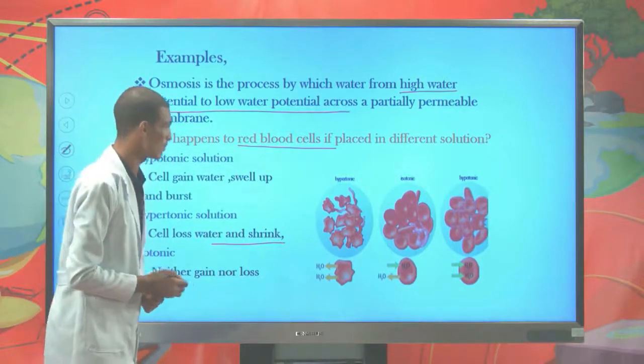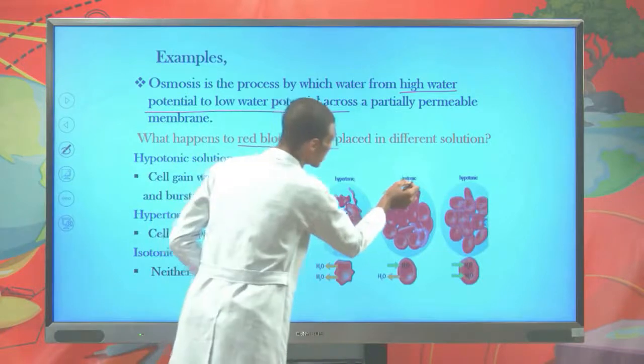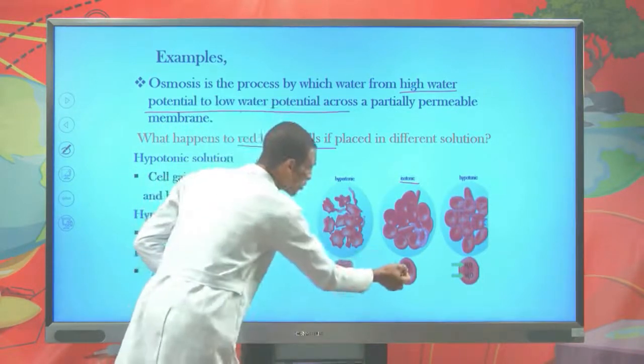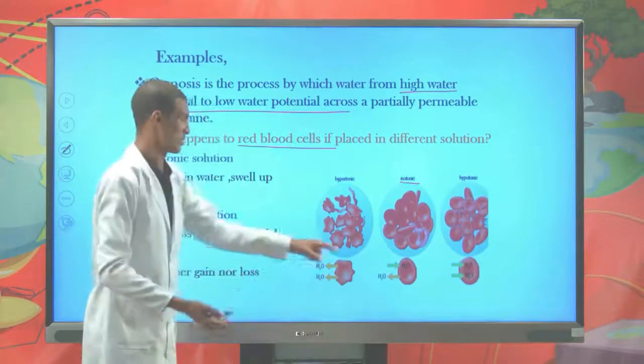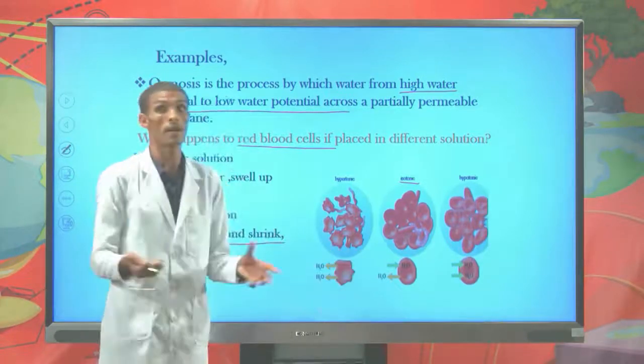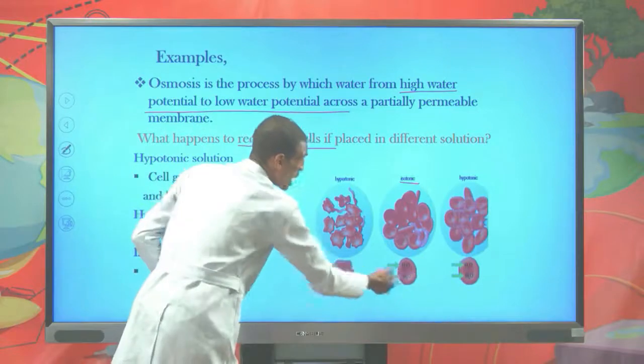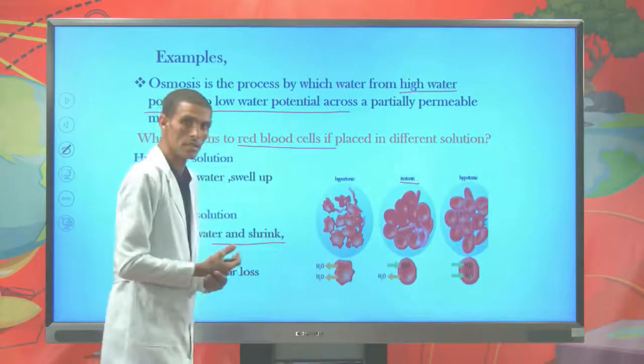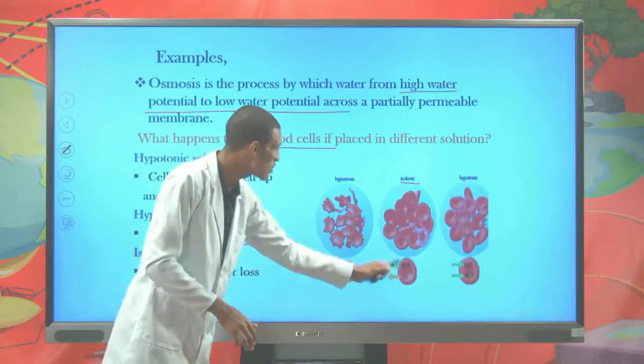Another term here: if we place a cell in an isotonic solution, the amount of water found in the cell and the environment is balanced, and an equal, equilibrium, static water movement can be found here. It doesn't bring any change to the cell.